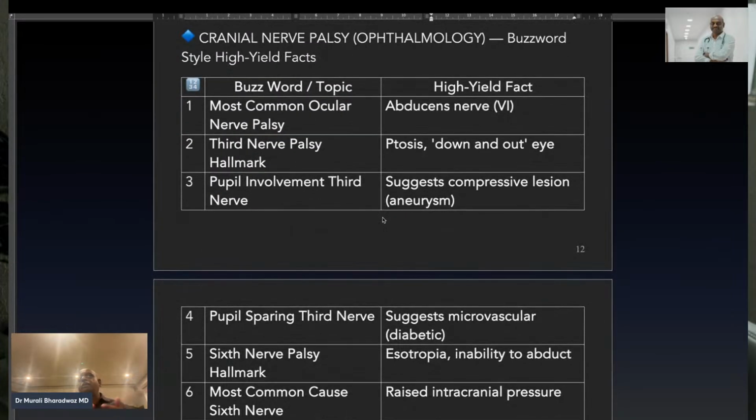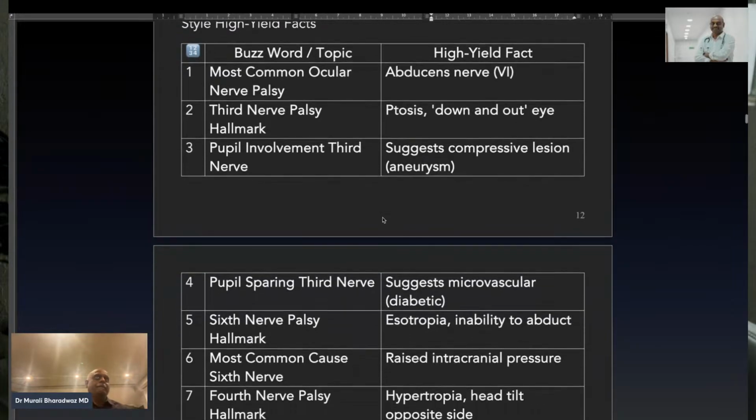Most common ocular muscle palsy is the 6th, abducens. The abducens gets damaged in raised intracranial tension, because the abducens typically has the longest intracranial course. It is inside the cavernous sinus.